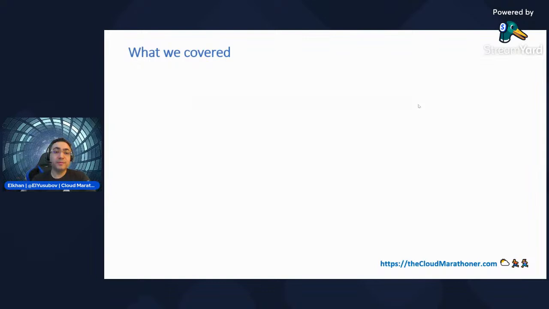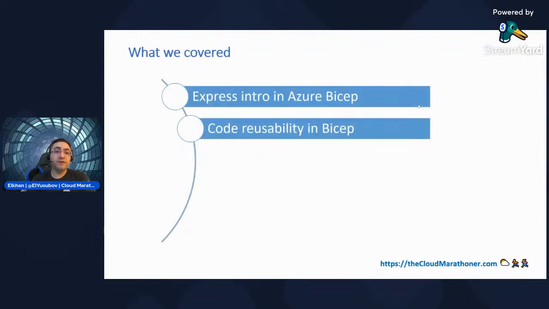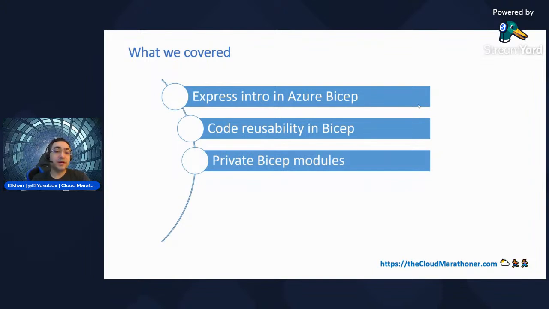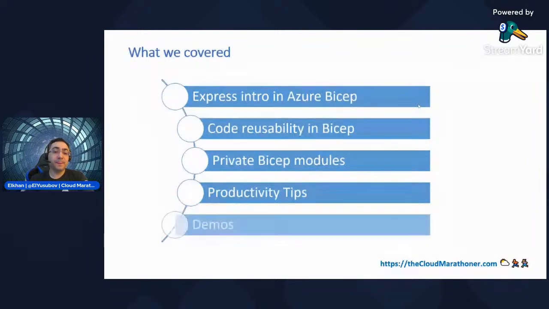So to wrap it up, what we covered: we started with an express intro to Azure Bicep. Then we looked into code reusability, the modules in Bicep, and then we transitioned into private Bicep modules by creating the Azure Container Registry and using that in our infrastructure deployment. Then we looked into certain productivity tips while doing these operations with private Bicep modules and with Bicep code. And you saw all that demo happen in the second part of my demonstration.